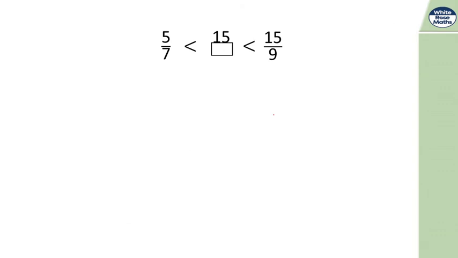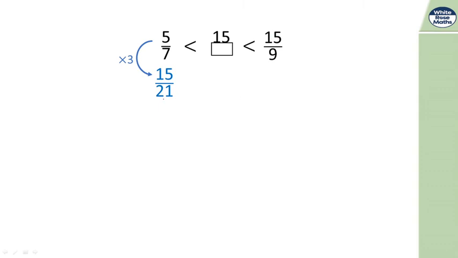Right, I believe this is the last question we are looking at. So 5 sevenths is smaller than 15 somethings, is smaller than 15 ninths. We need to make something the same, so we're going to make our numerators the same. The other two are already 15, so what do we do to 5 to make it equal 15? 5 times 3, 15 21sts. So 15 21sts is smaller than 15 somethings, is smaller than 15 ninths.